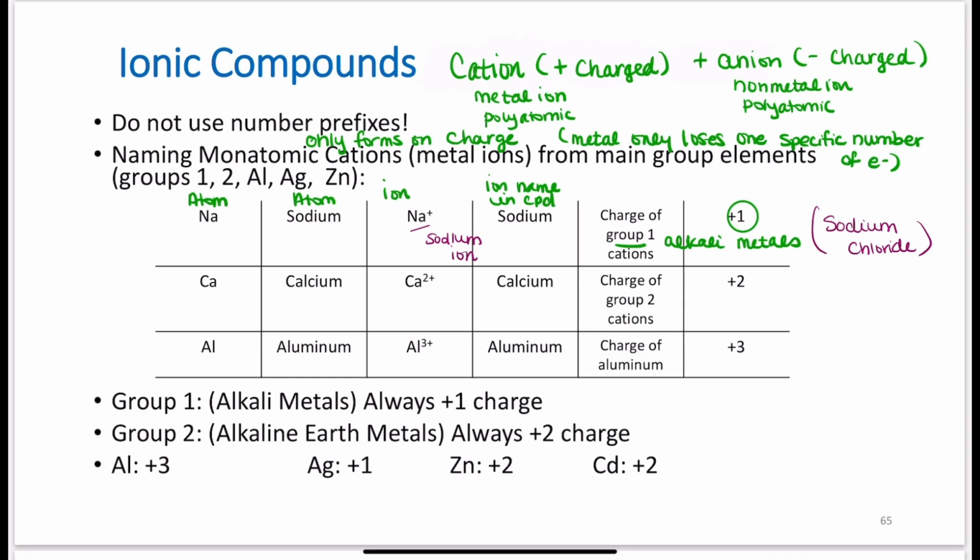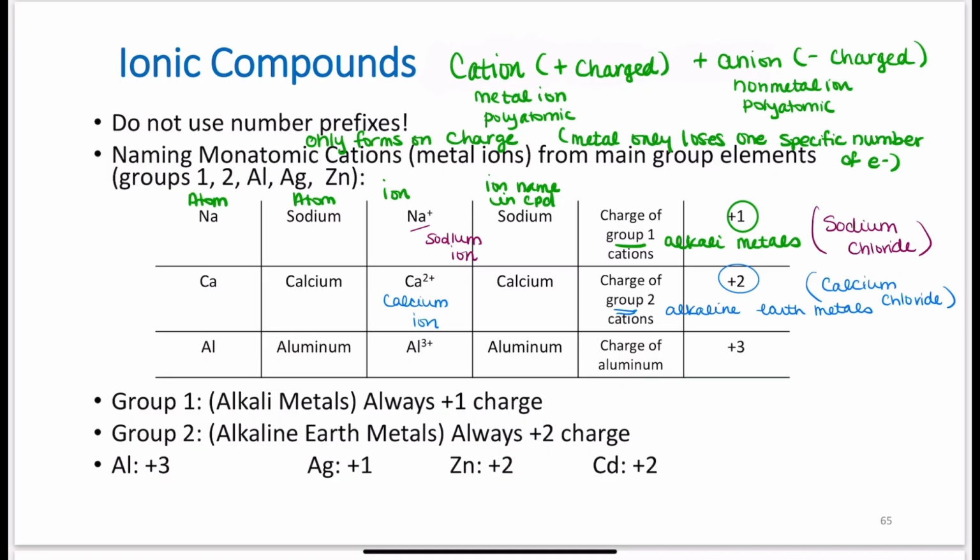Second one listed here, calcium. Ca is calcium, and notice that calcium is part of group 2. Group 2 is your alkaline earth metals. Group 2 species always form a +2 charge, no exception. They will lose 2 electrons. So if it's in the ionic form, I do call this a calcium ion. But in a name, I just call it calcium, like calcium chloride. Because it's in the name of an ionic compound, I know it's an ion.